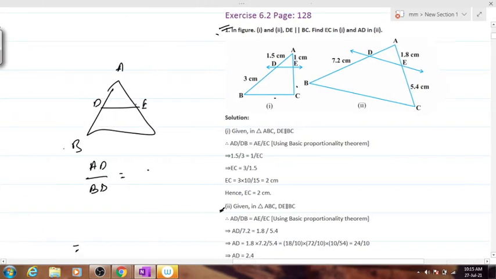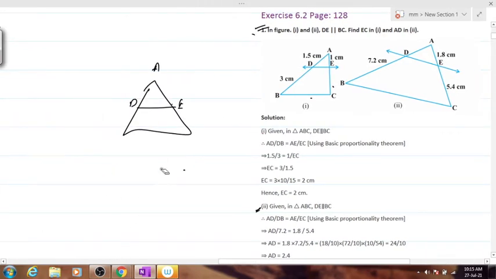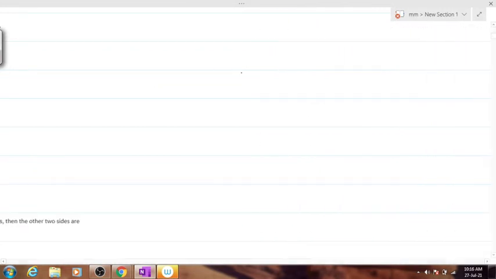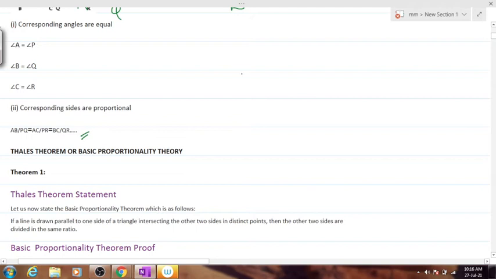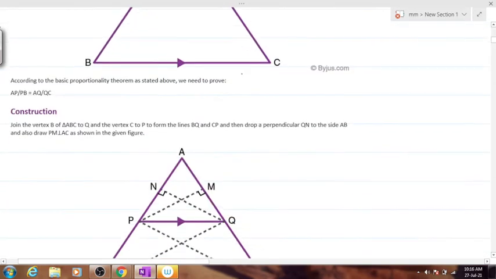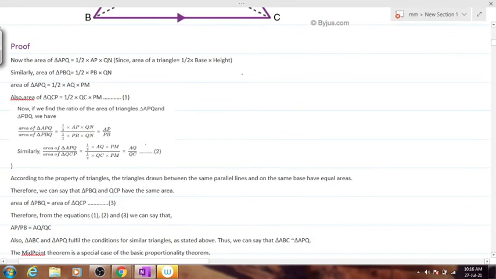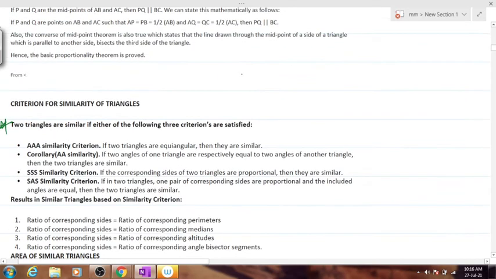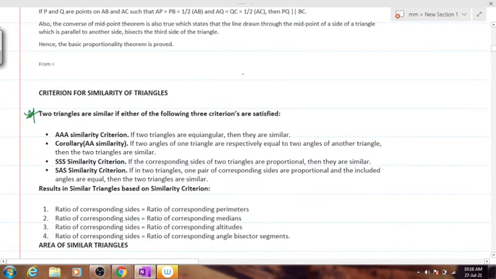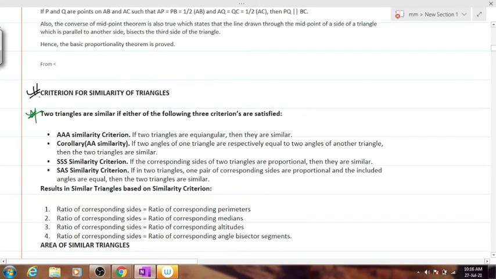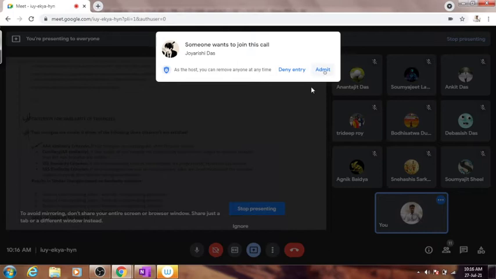I hope you all have copied the basic proportionality theorem and the converse of BPT given in the past 2 days. I did not give a lot of work, but still you had to copy that. Now you'll have to copy this too. Please copy this: criteria for similarity of triangles. AAA criteria.